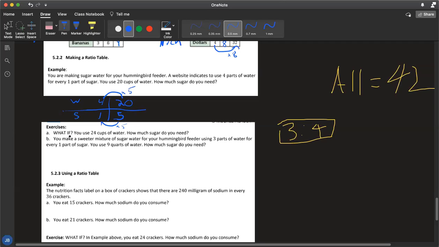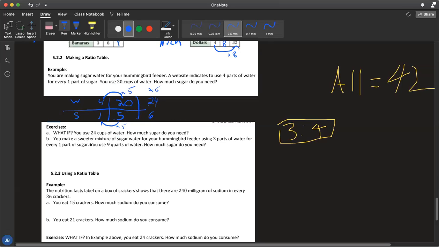So now this says, what if you use 24 cups of water? How much sugar do you need? So we can just keep going. So we'll write a 24. 4 to 24, that's times 6. And so we can do 6. Does that make sense for everybody? Easy one. Same with this one.